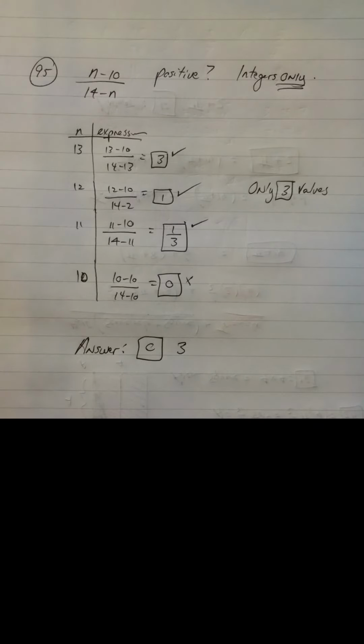Question 95. For this algebraic expression, we want the values to become positive, and we're only allowed to use integers. So, the values that work for this equation are n equals 13, which will make the expression 13 minus 10 over 14 minus 13, 12, which will make the expression 1, and 11, which will make the expression 1/3. But 10 will make the expression 0, and any values less than 10 down to 0 will make the expression negative. The correct answer is C, 3.